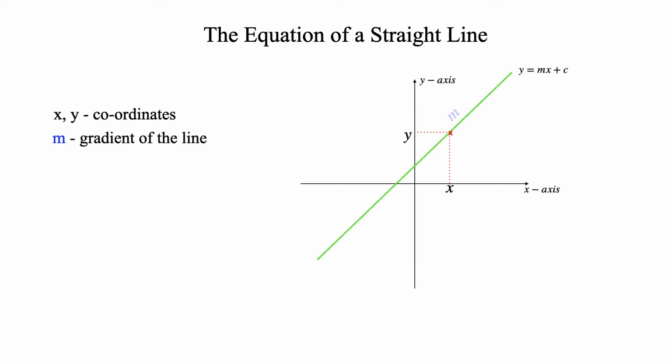m and c are both numbers that describe certain characteristics of that line. m is a number that describes the gradient or the slope of the line. c is a number that tells you where the line intercepts the y-axis.